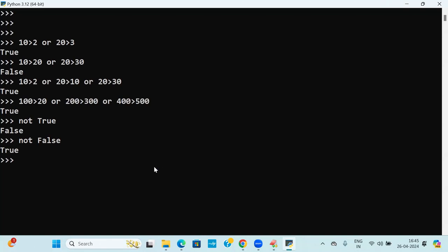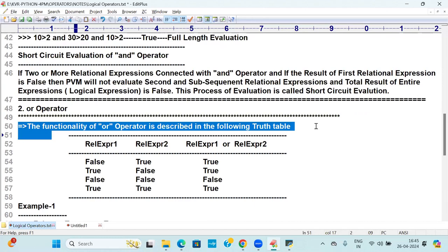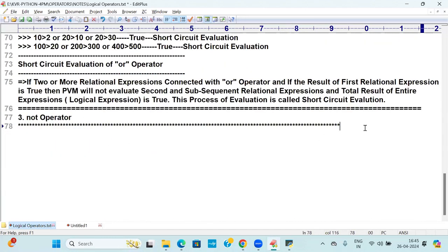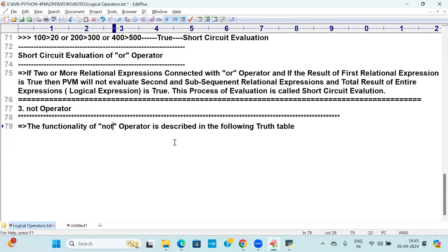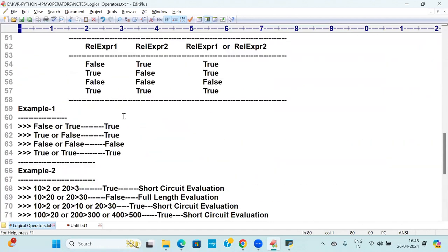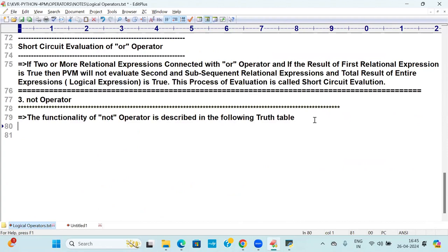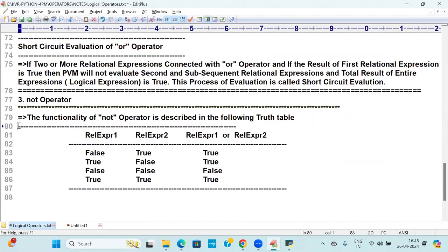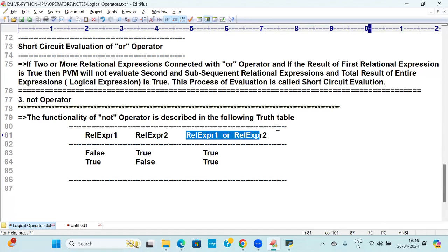So let me start the continuation of the process. The NOT operator functionality I want to show you. The functionality of the NOT operator is given below. Look at this, students. You need not write this entire table, just one small table. Need not write a big table. Just take it like this.